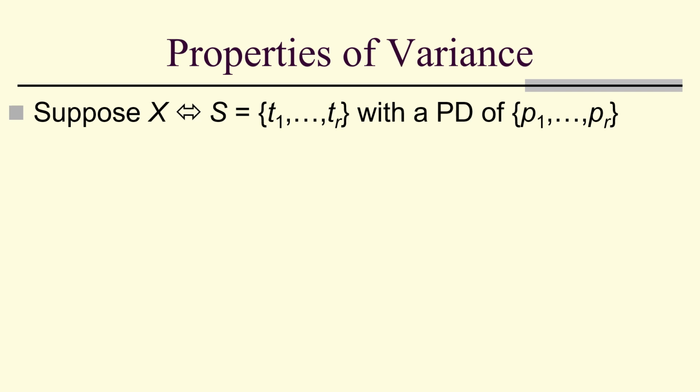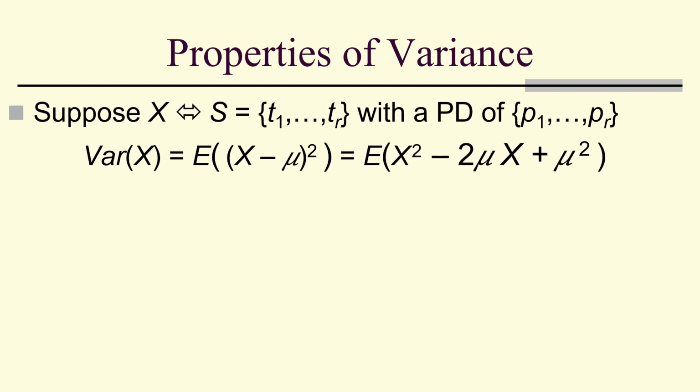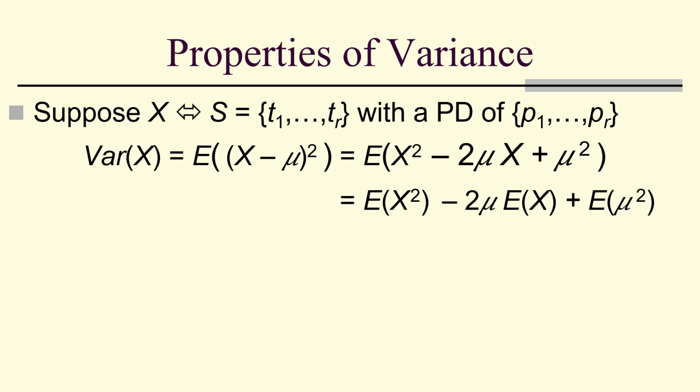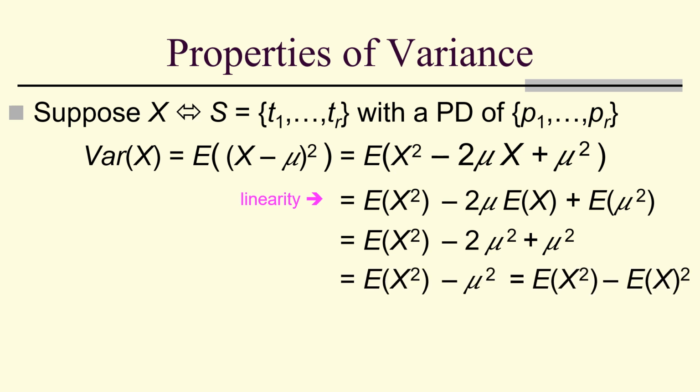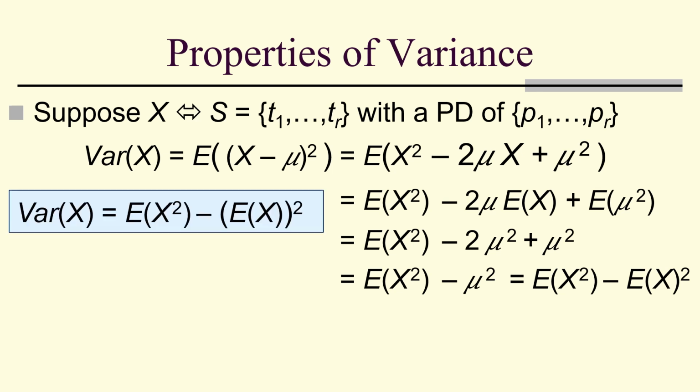So again, we've got an X associated with a set S with a probability distribution. The variance is the expected value of the quantity X minus mu squared. And we square that, use linearity. And notice that E of X is also mu, so we've got minus 2 mu squared. The last one is the expected value of the constant mu squared, which is mu squared. And so we simplify a little bit, and notice that we've got the expected value of X squared minus the expected value of X, that entire quantity, squared. So there's our first property of variance.